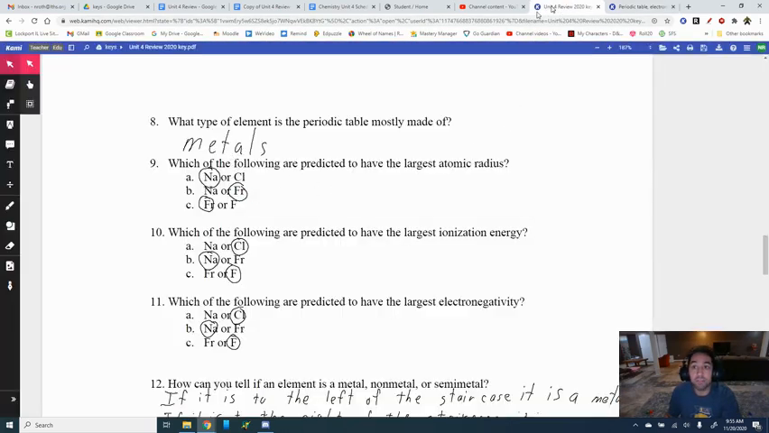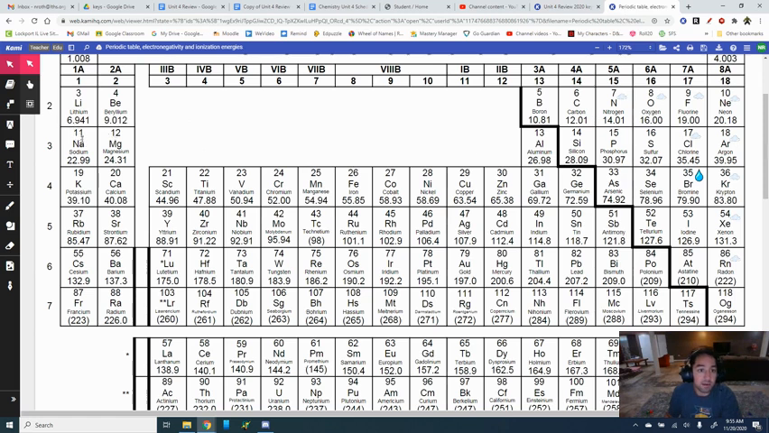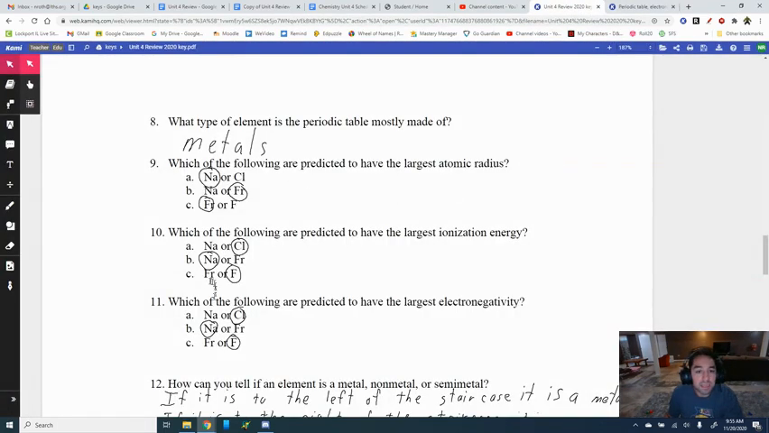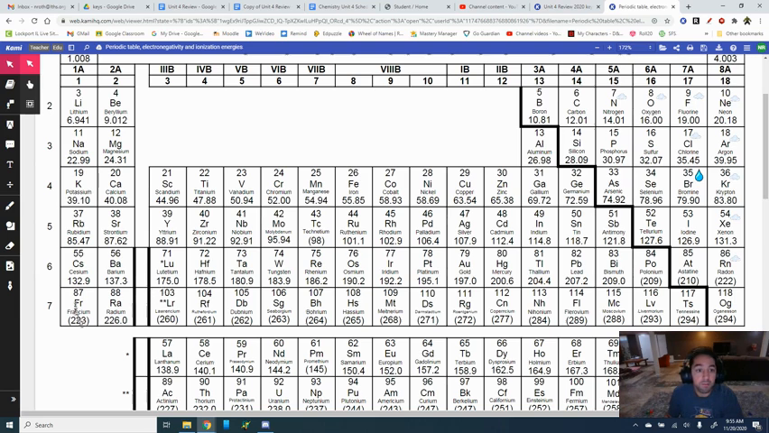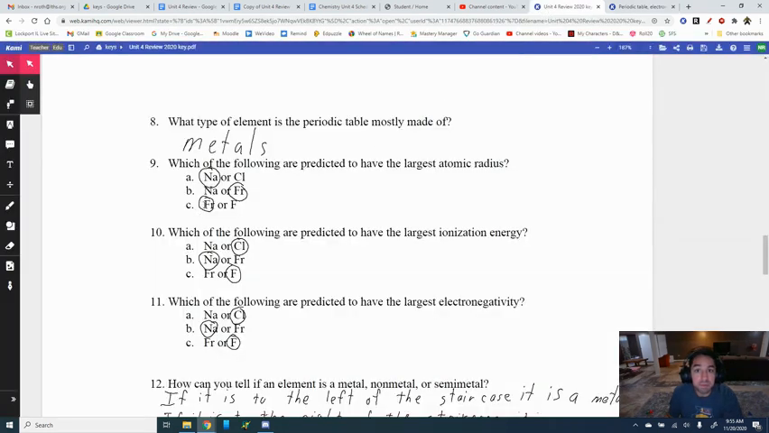How about Na or Fr? Na is right here. Fr is down here. So they're on the same column. Fr is lower than Na. So that means that Fr is going to have a larger atomic radius. Okay. Lastly, Fr or F. Fr is right here. F is right here. F is further to the right and higher up. So Fr is further to the left and down. So Fr is going to definitely have the bigger atomic radius or the larger atomic radius.